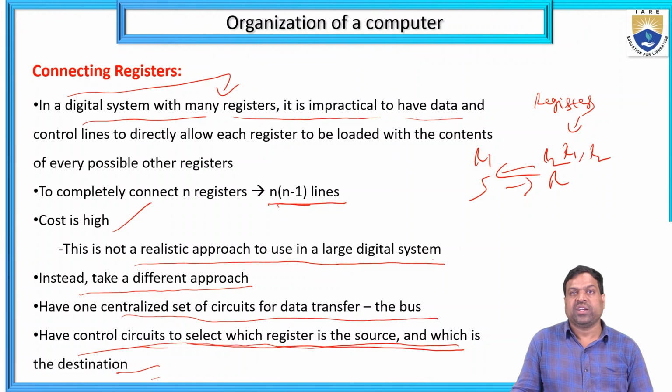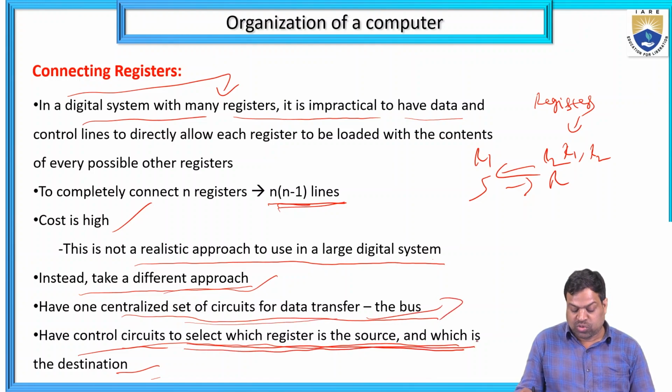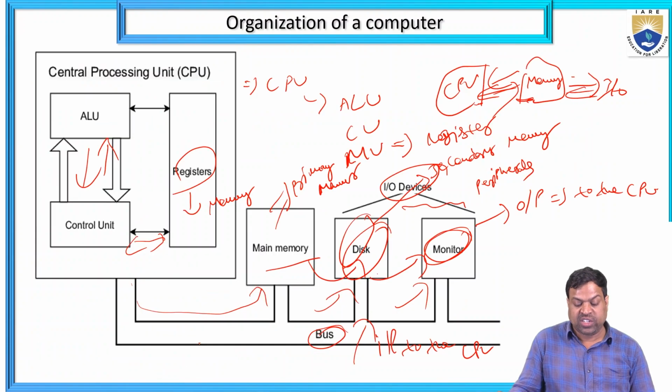And what does connecting registers mean? In a digital system with many registers, it is impractical to have data and control lines that directly allow each register to be loaded with the contents of every possible other register, needing n minus 1 lines. Instead, we take a different approach: we centralize the set of circuits for data transfer and the control circuit to select the register which is the source and which is the destination. It is about the connecting of the registers.